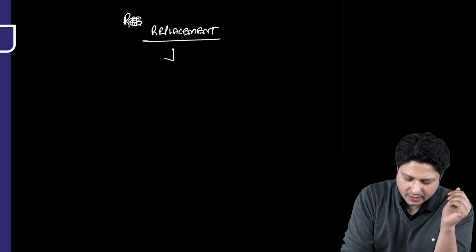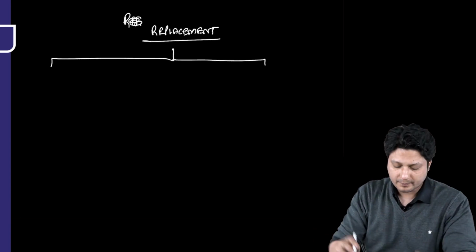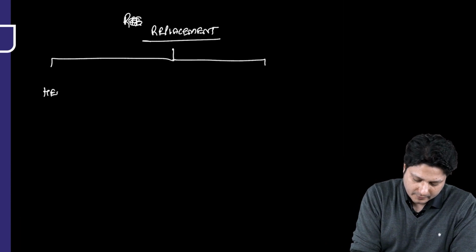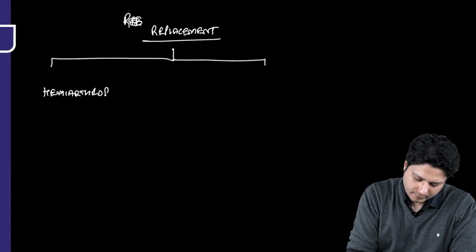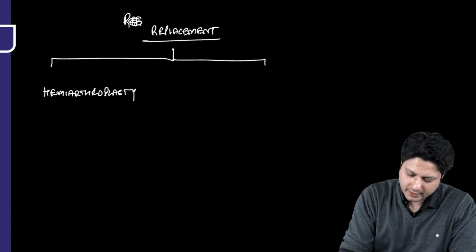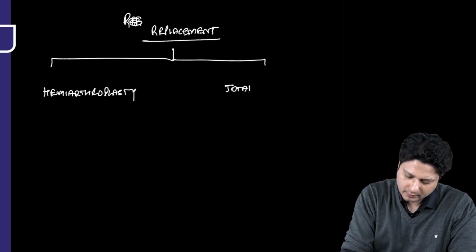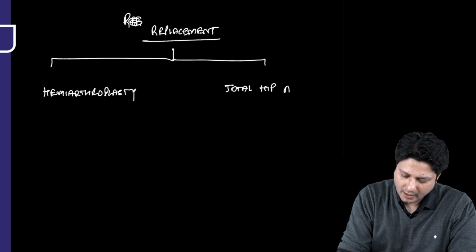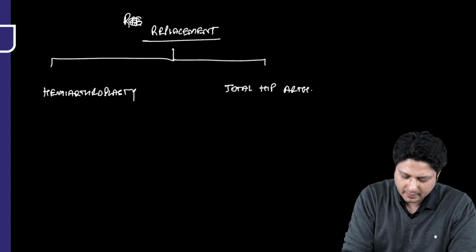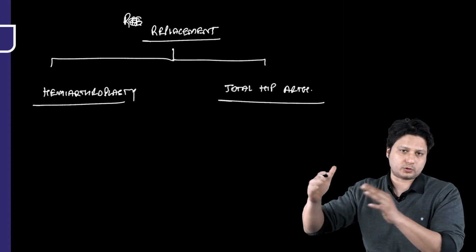The replacement surgery could be of two types in the fractured neck of femur. One is hemiarthroplasty and the other is total hip arthroplasty. All right, total hip replacement or total hip arthroplasty.